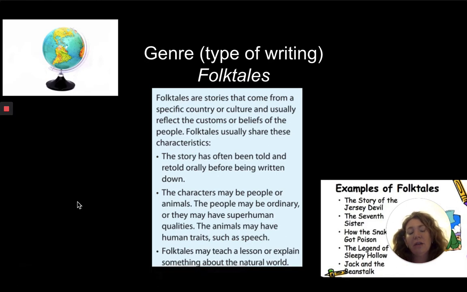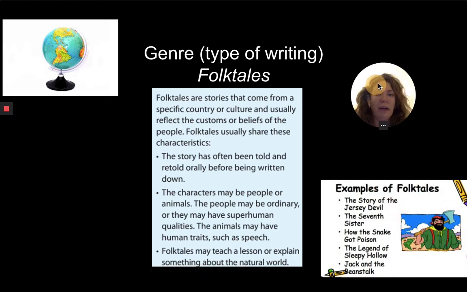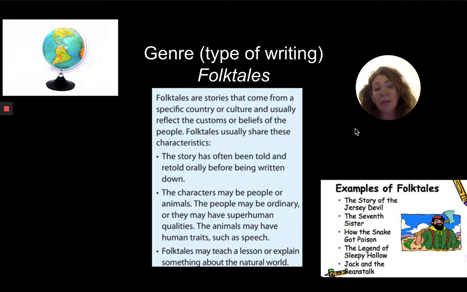All right, so genre, which is the type of writing that we are focusing on this week, which you'll be reading, are folk tales. So folk tales are stories that come from a specific country or culture. They usually reflect the customs or the beliefs of the people. Folk tales usually share these characteristics. The story has often been told or retold orally before being written down.